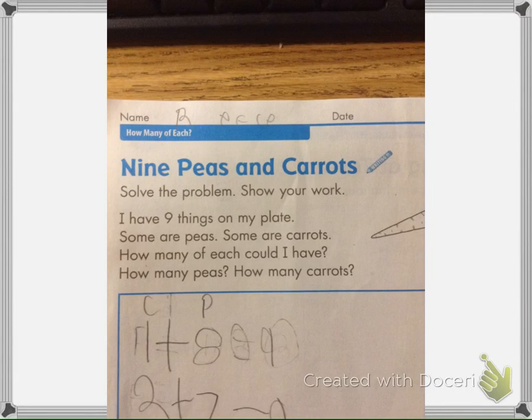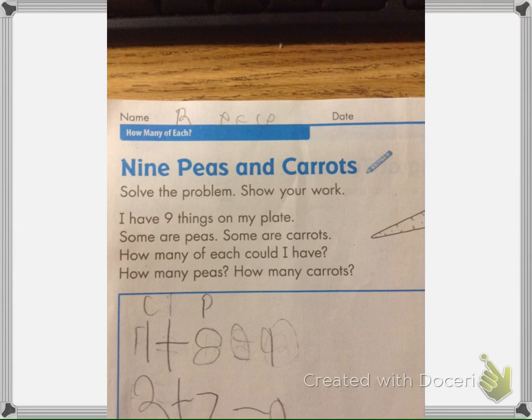Okay, guys, so today we're going to extend our peas and carrots problems from working with 7 peas and carrots to working with 9 peas and carrots. I gave this as homework because I kind of wanted to see where you guys were and if you could figure it out. The problem says, I have 9 things on my plate.